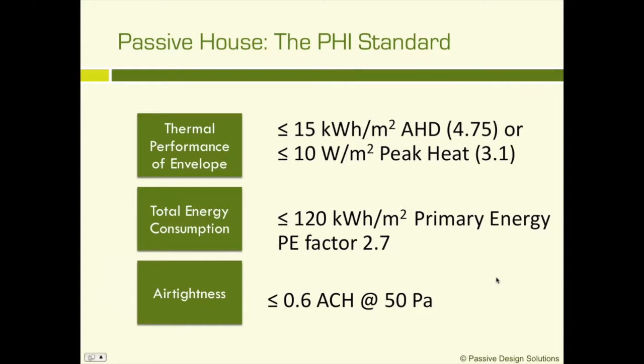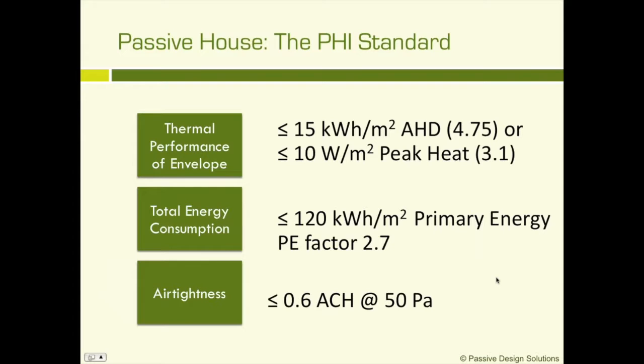So everybody, I'm sure, is very familiar with the PHI standard of 15 kilowatt hours per meter squared heating and cooling, and a 10 watt per meter squared peak heat load. And I put those numbers 4.75 and 3.1 in brackets because the climate adjusted standard is in imperial, so just to give you the comparison.